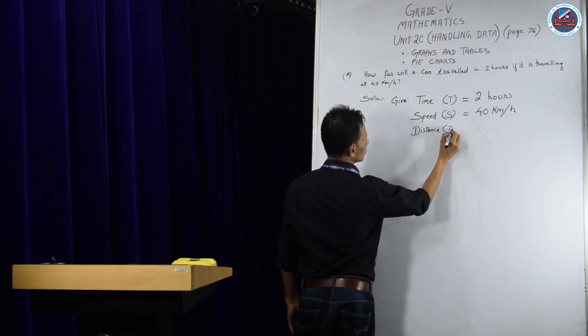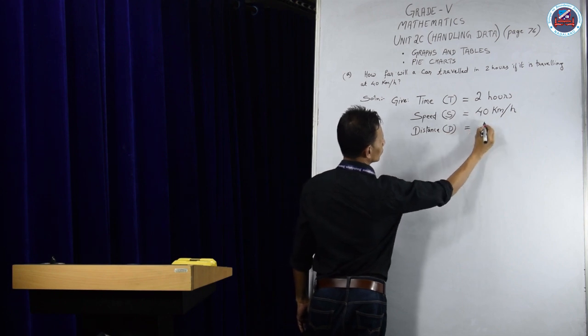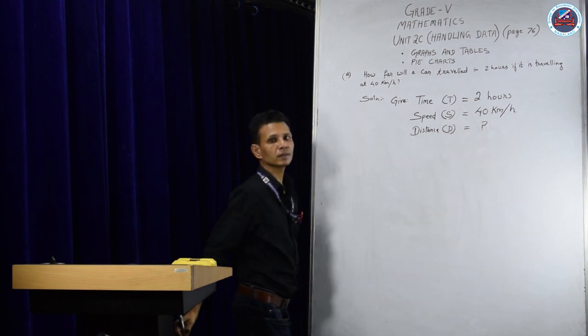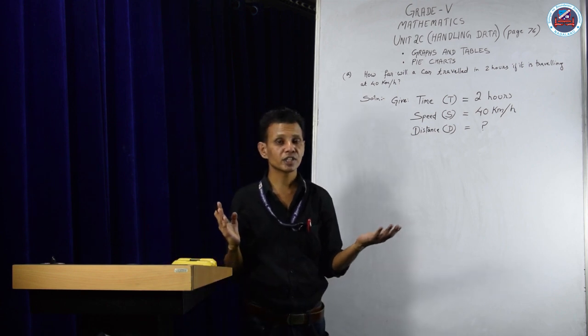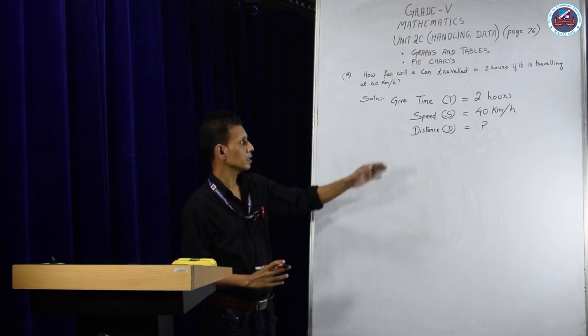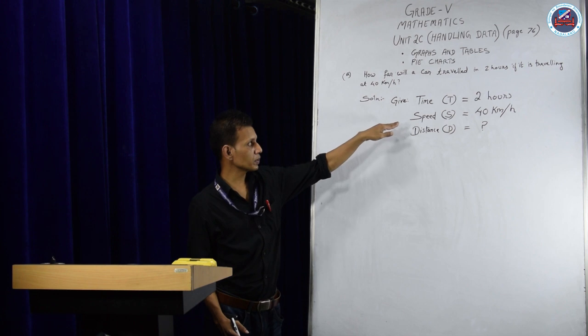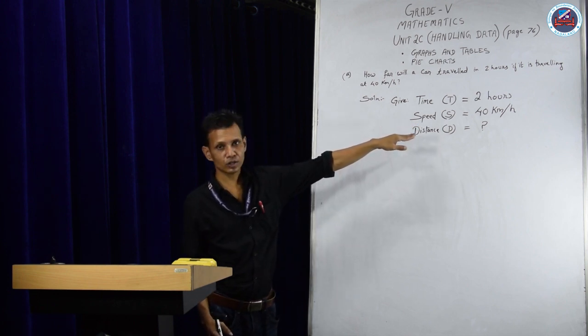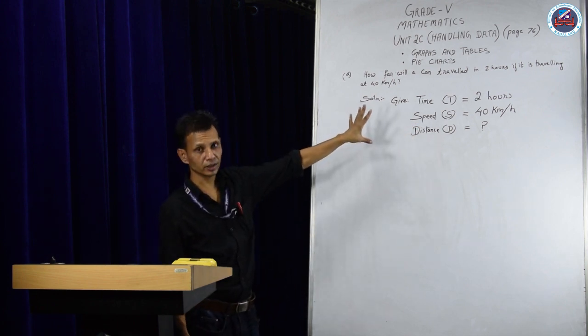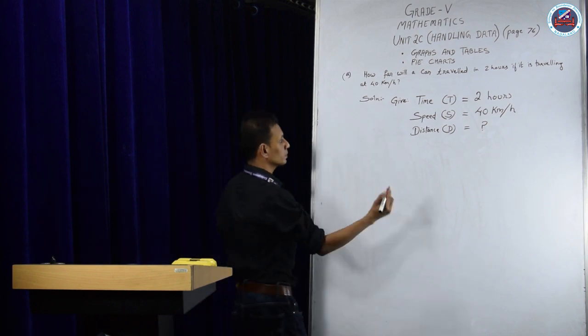Distance, short form D, is equal to a question mark. We don't know; we're searching for distance now. Is that okay? Time is given, I mentioned it. Speed is also given, I wrote it. Distance is asked to find. Everything I mentioned here. Now, let us work.